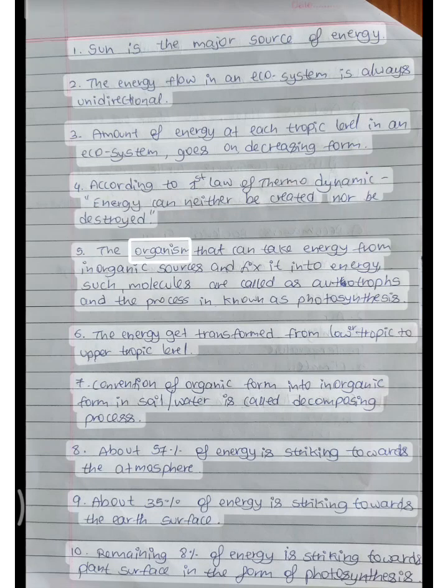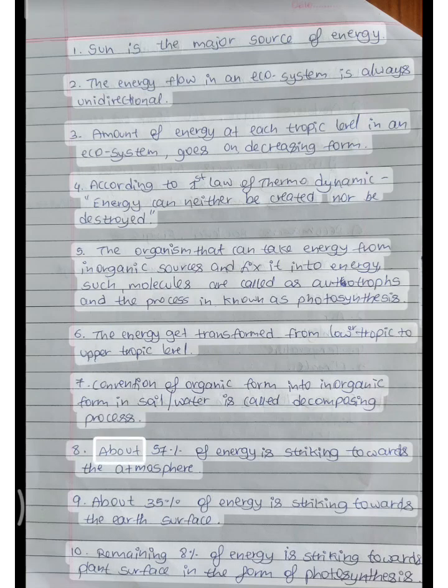5. The organisms that can take energy from inorganic sources and fix it into energy-rich molecules are called autotrophs, and the process is known as photosynthesis. 6. The energy gets transferred from lower trophic level to upper trophic level. 7. Conversion of organic form into inorganic form in soil and water is called the decomposing process.